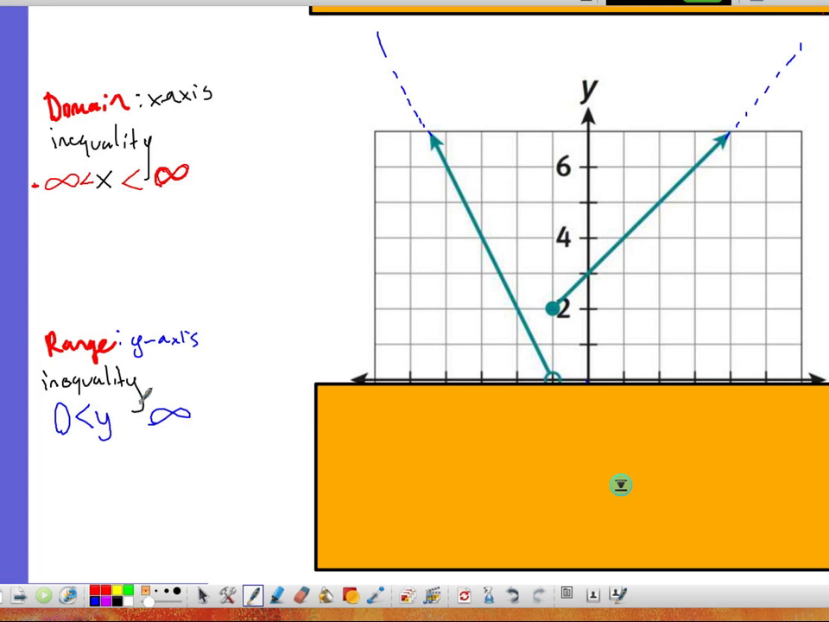And what inequality should we always use with infinity? Well, it's always going to be less than. That's it. That's all we have to do. Next thing we had to do was set notation for both of these.